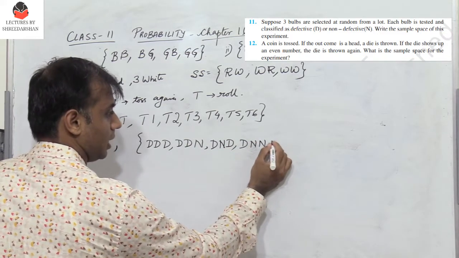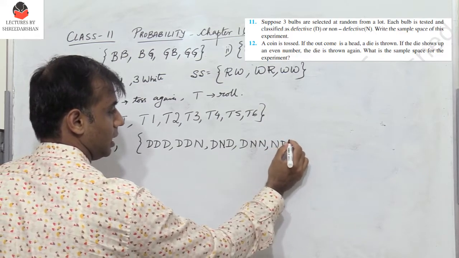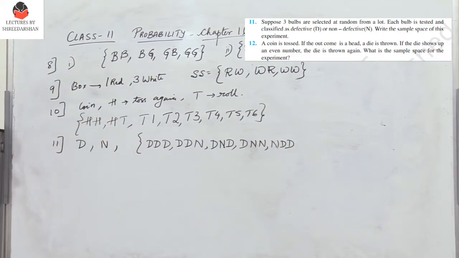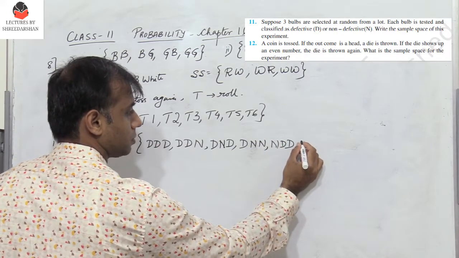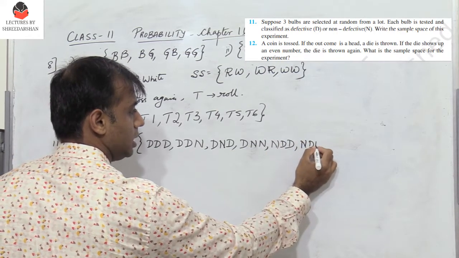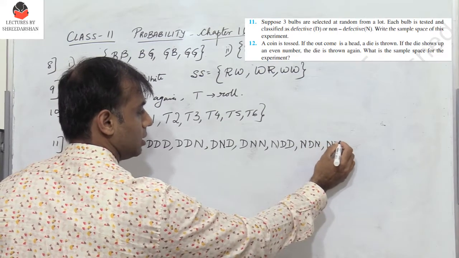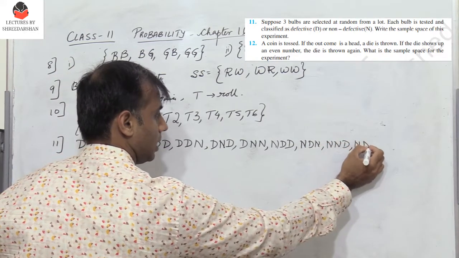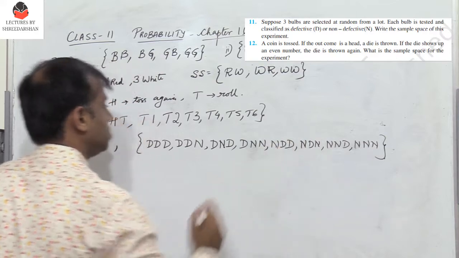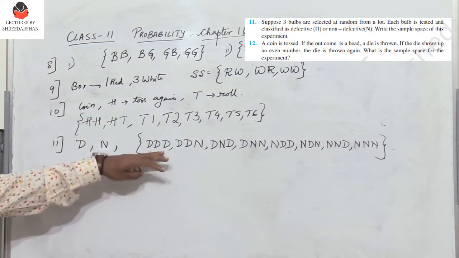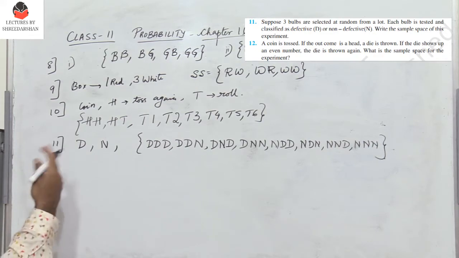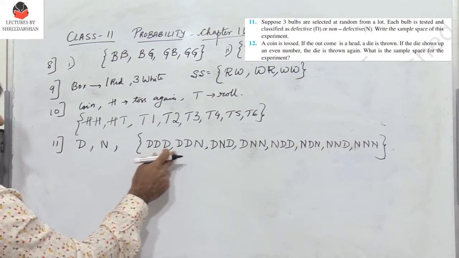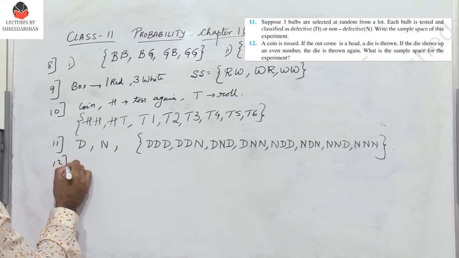Or the next time if I get not defective, then I have defective, 2 of them I may get, or NDN or NND or NNN. So again I have 8 combinations here, very similar to tossing a coin 3 times. So instead of head or tail, I have defective and non-defective.